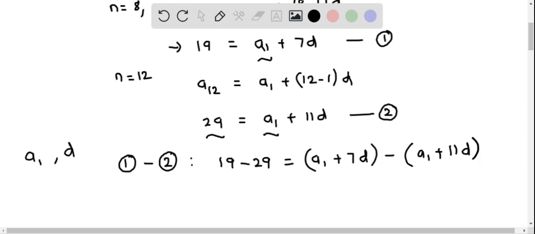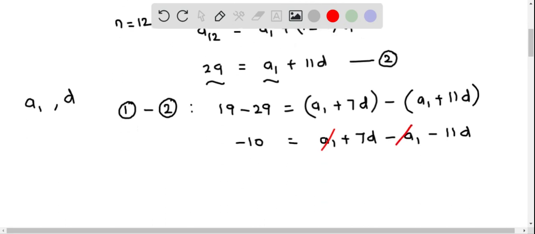19 minus 29 is minus 10, and this equals, we will expand the bracket. We write the first term as it is, and when we expand this bracket in the second term, we get negative a1, negative 11d, and we can now see that this positive a1 and negative a1 get cancelled. So we are left with 7d minus 11d on the right side. On the left side we have negative 10. So let's simplify this. So we have negative 10 equals 7d minus 11d equals negative 4d.